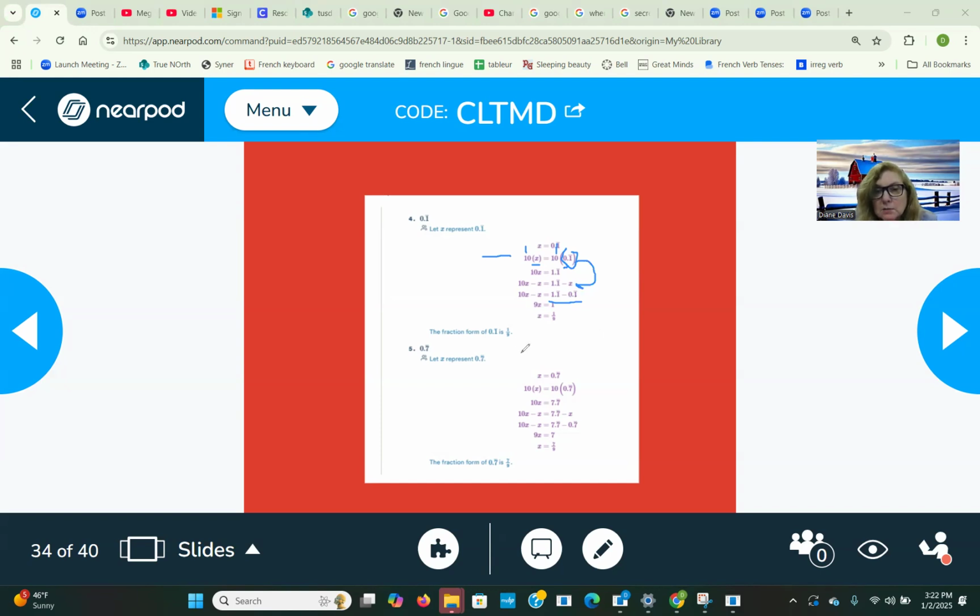Okay, same thing here. Begin with like a recipe. Let x equals 0.7 repeating, multiply both sides by 10, and have 10x equals 7.7, subtract x from both sides, substitute 0.7 for x, go ahead and subtract, come up with 9x equals 7, divide both sides by 9 and get x equals 7/9.